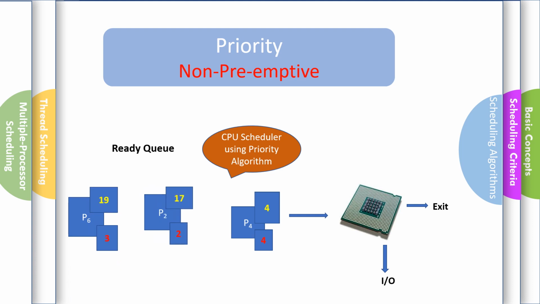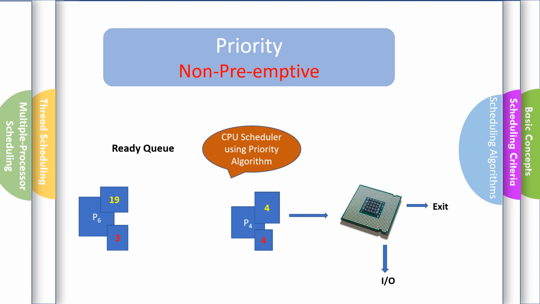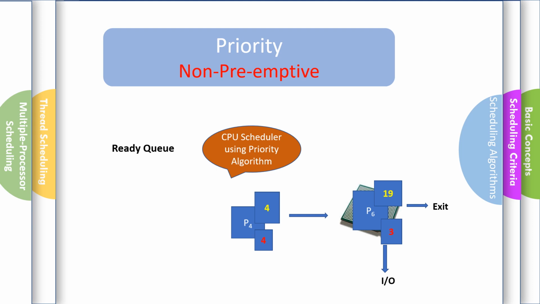So here, P2 will be allocated to the CPU for execution, even though another process entered the system, because that process has a lower priority than this one. P2 is getting executed. When P2 leaves the system, only then will the next priority be provided the CPU. So the CPU is now allocated to P6 and it is getting executed. When it exits, that is when P4 gets the processing.